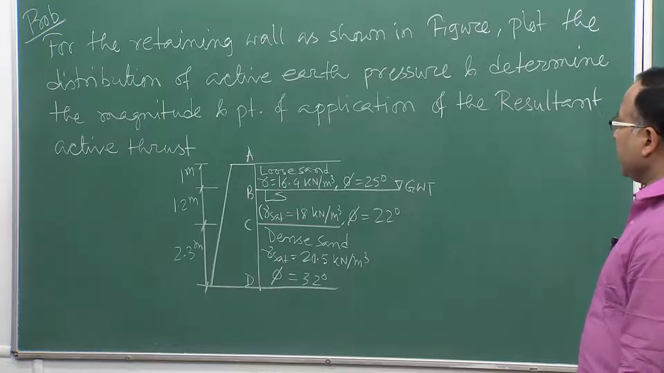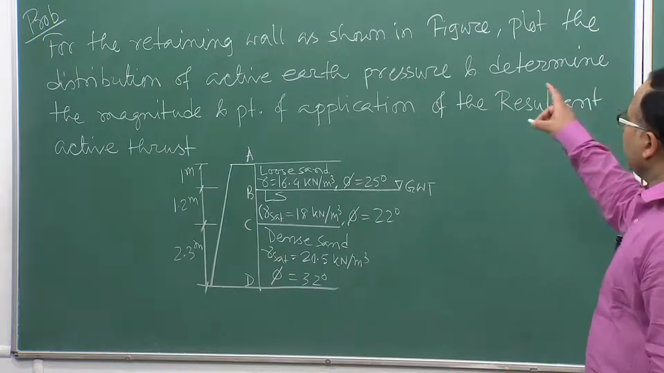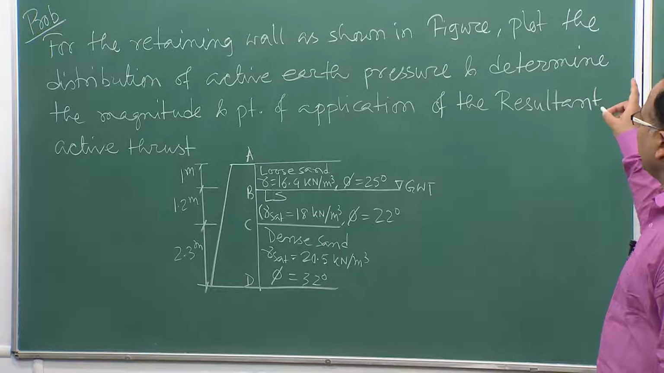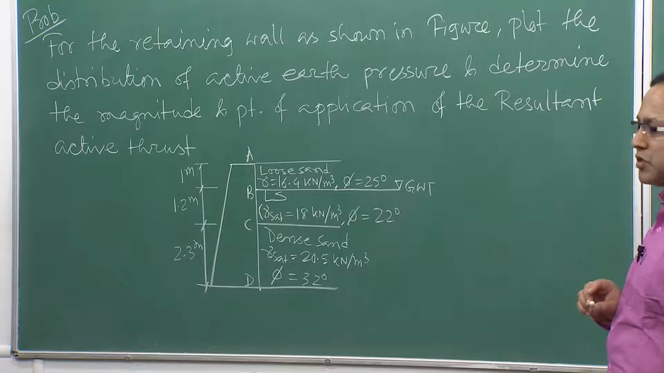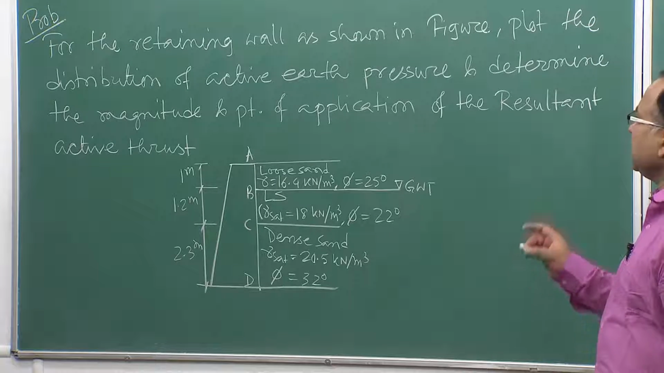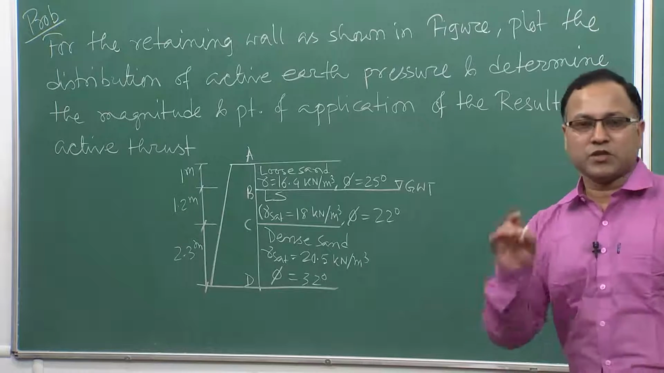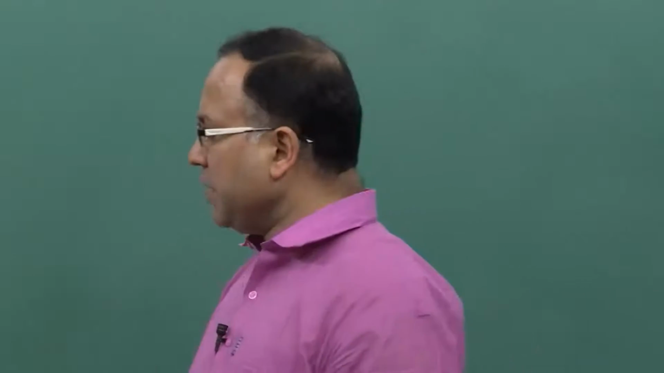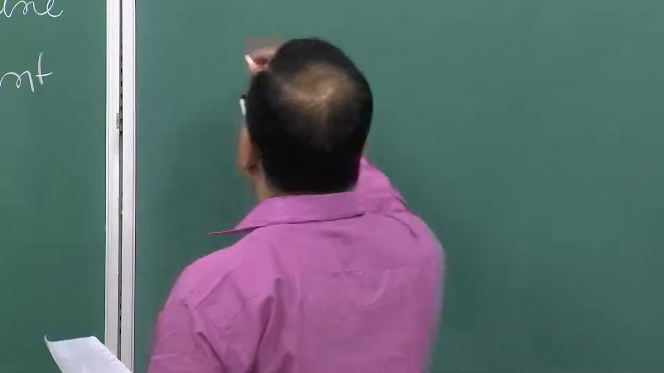Okay. And you need to plot the distribution of active earth pressure and determine the magnitude and point of application of the resultant active thrust. So, first we will find out the distribution of the active earth pressure, and from the distribution we can find out the resultant active thrust as well as the point of application. Okay. So, let us solve this problem.